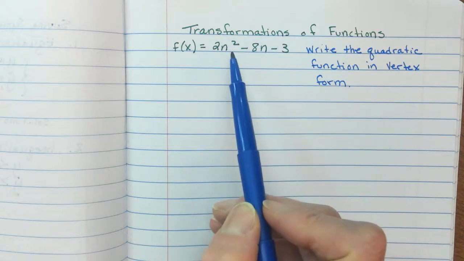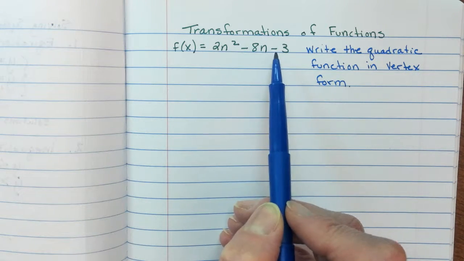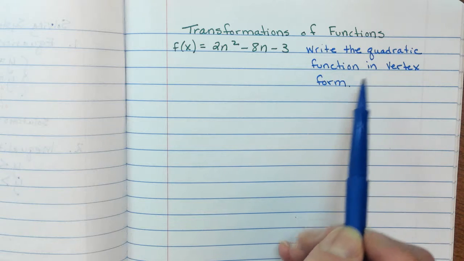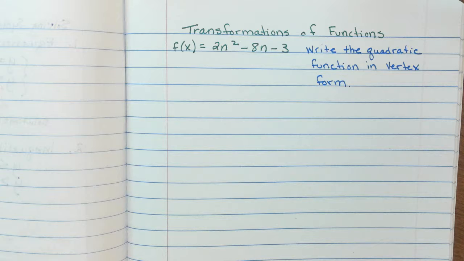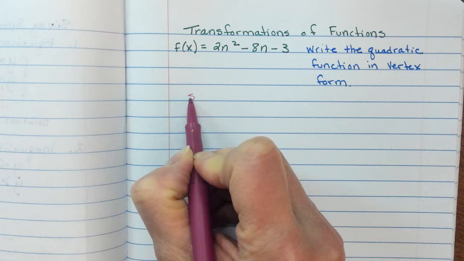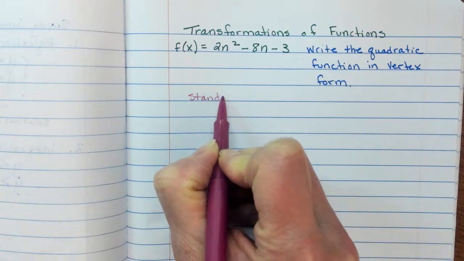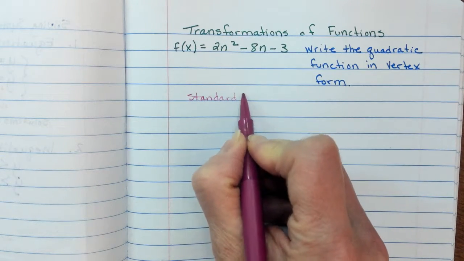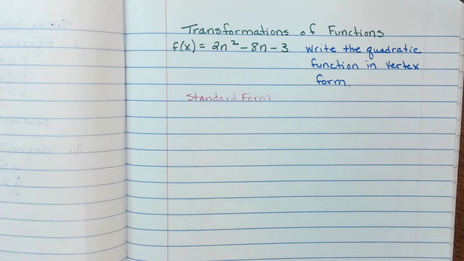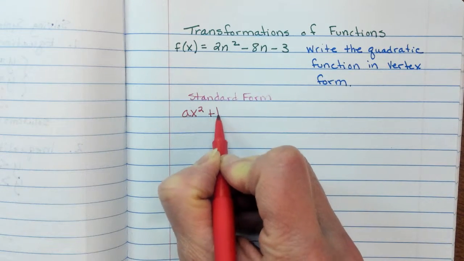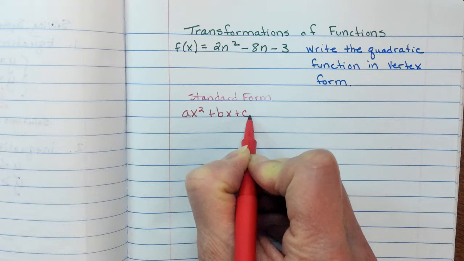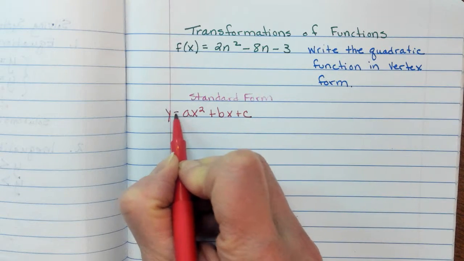We're given a quadratic in standard form, and we're asked to write the quadratic in vertex form. So let's just review the general form for standard and for vertex. For standard form of a quadratic, that would give me y equals ax squared plus bx plus c.